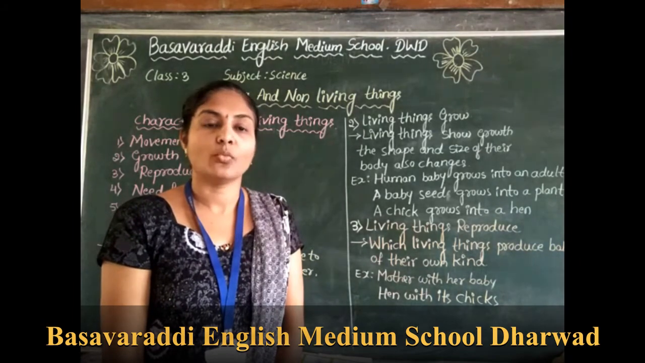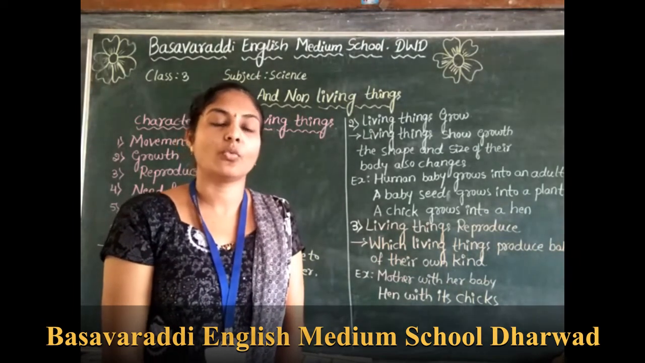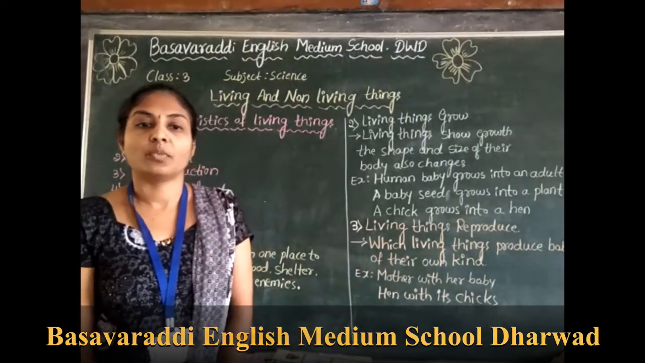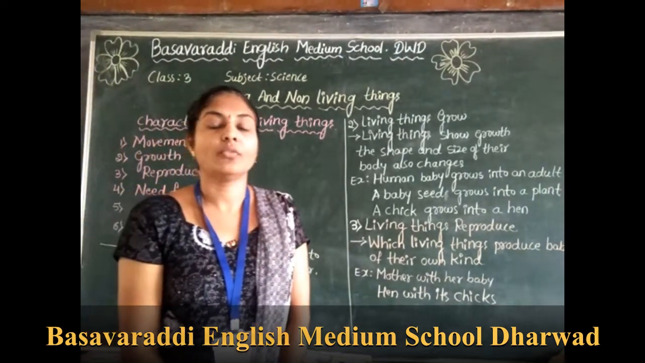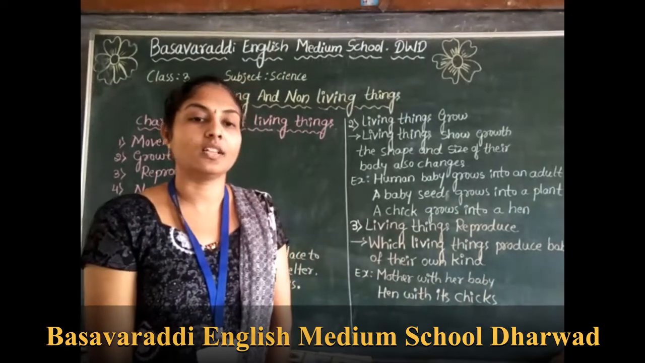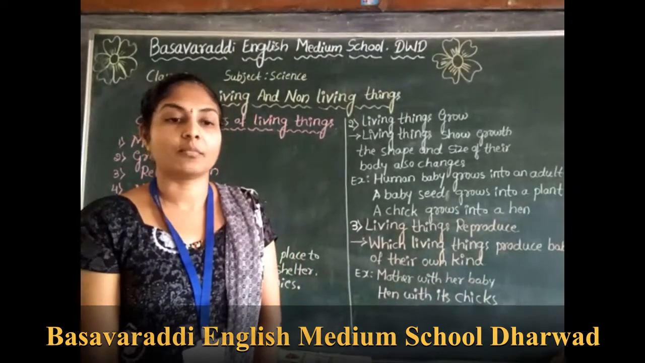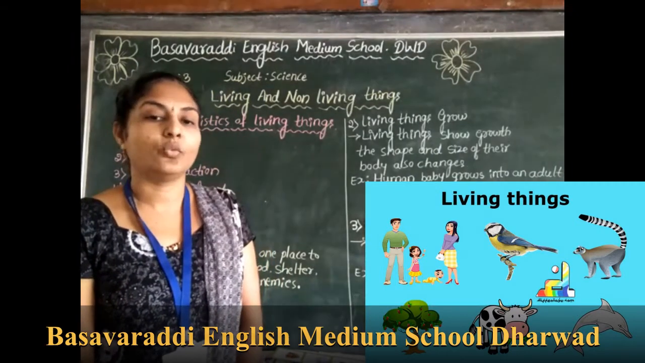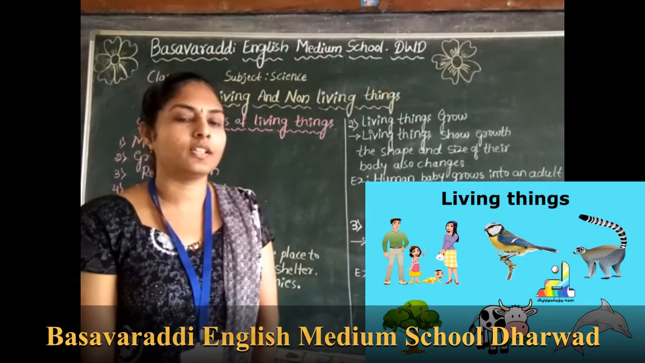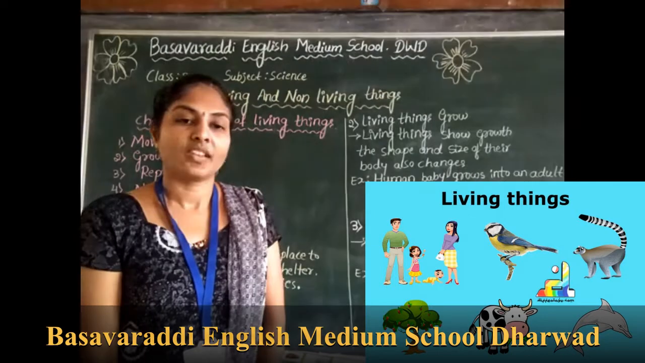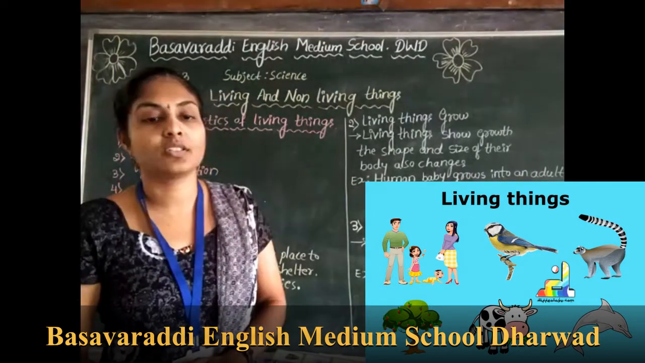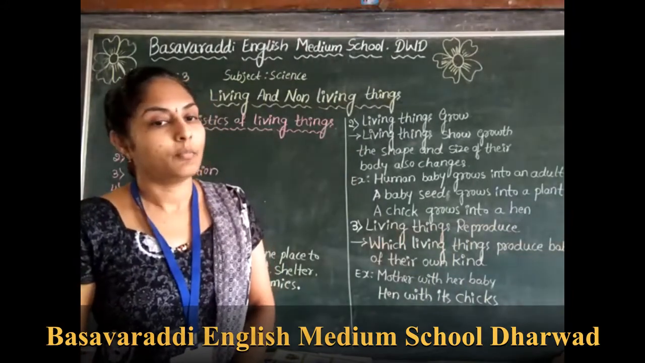Let us discuss what are living things and what are non-living things. Living things means things that have life in them are called living things. For example, plants, animals, birds, human beings. What are human beings? Human beings means you and me, your parents, your neighbors, all are human beings.